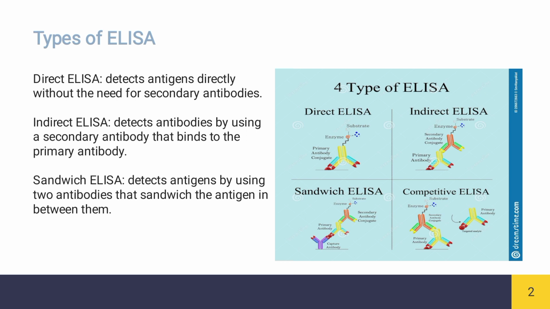Indirect ELISA detects antibodies by using a secondary antibody that binds to the primary antibody. Sandwich ELISA detects the antigens by using two antibodies that sandwich the antigen in between them.